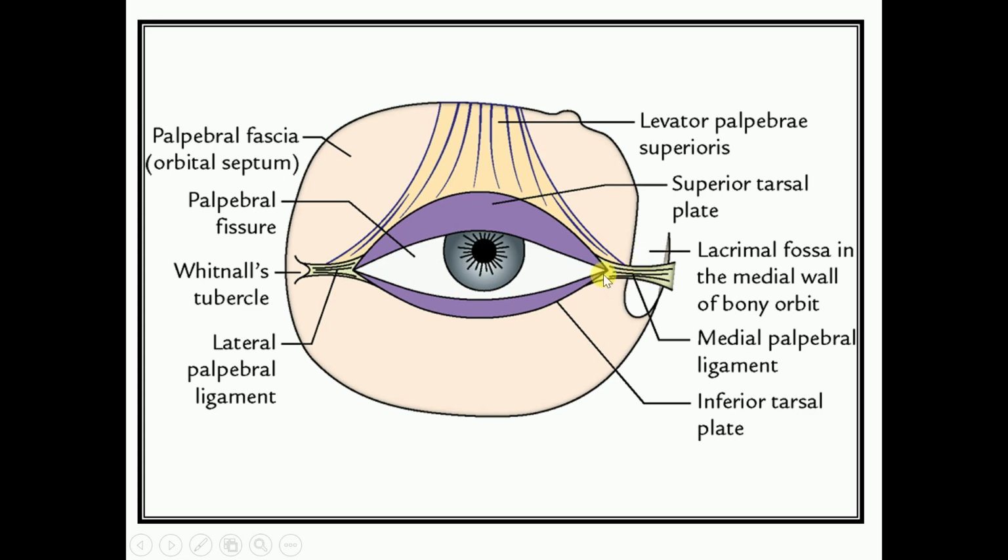Today our discussion topic is the lacrimal apparatus. Most of the structures of the lacrimal apparatus are present near the medial angle of the eye, and the lacrimal gland is present on the anterolateral roof of the orbital cavity. The structures are present deep to the medial palpebral ligament. There is a lacrimal fossa in the medial wall of the bony orbit.